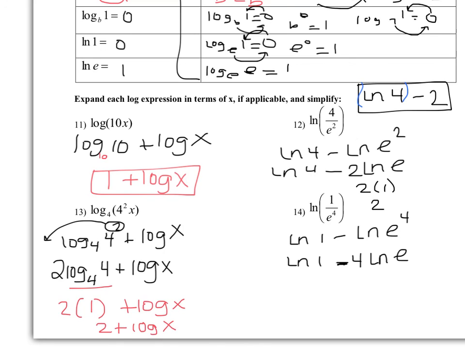Okay, the last example, number 14, I see ln of e. ln of e equals 1, so minus 4 times 1. This is where I got ln of e from. And I also have ln of 1. ln of 1 is 0. So 0 minus 4, final answer, negative 4.